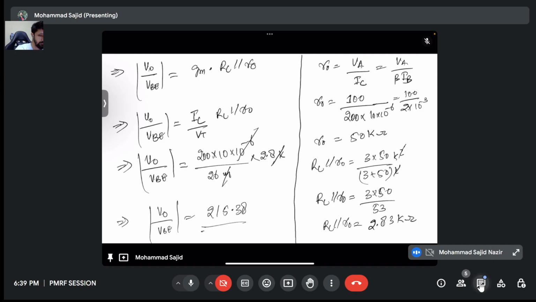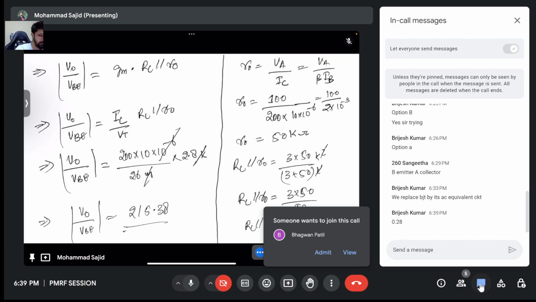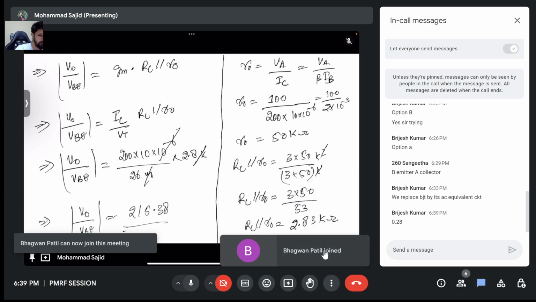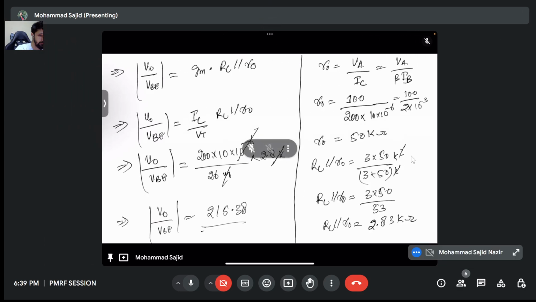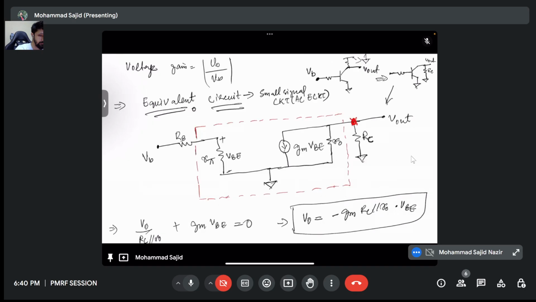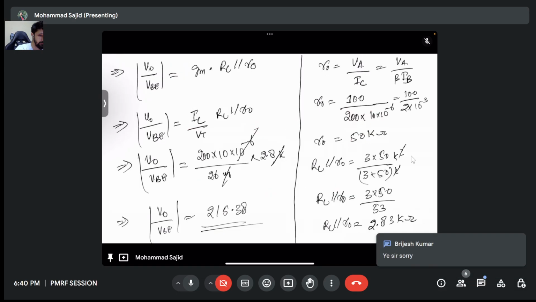So what did you get? 0.28? No, you need to check. You may have missed some values, milli or kilo. Just check the values. Okay, this should be the answer. Okay, take it easy.